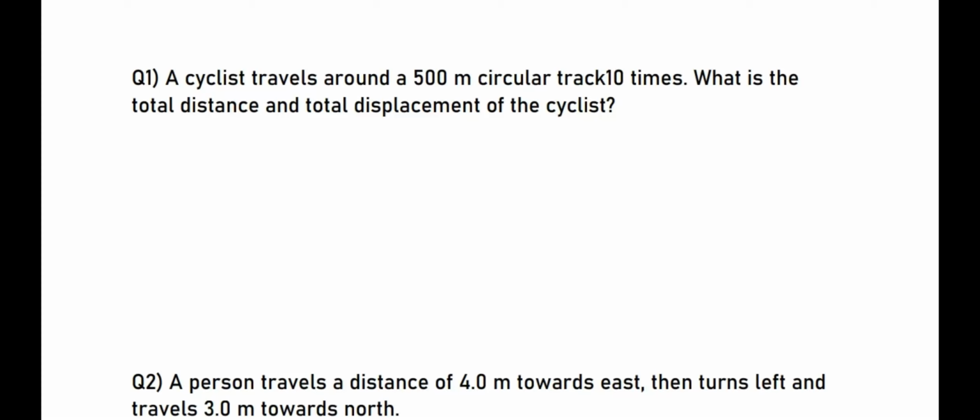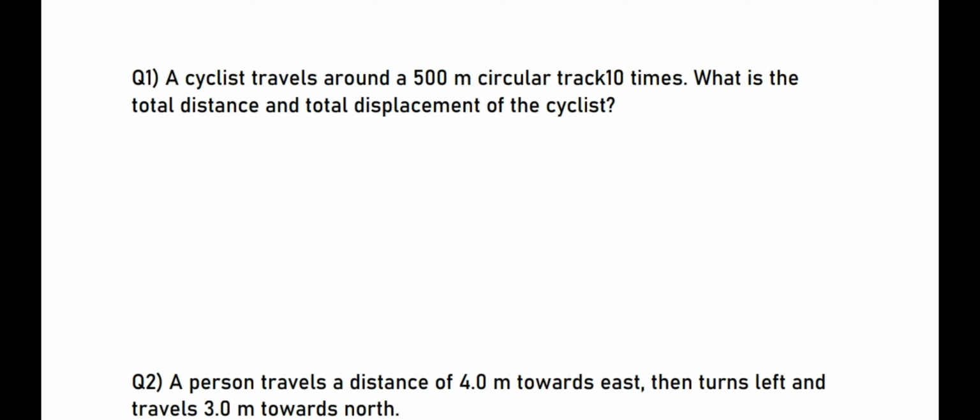Displacement: how to show the difference between them. Here, a cyclist travels around a 500-meter circular track 10 times. What is the total distance and total displacement of the cyclist?